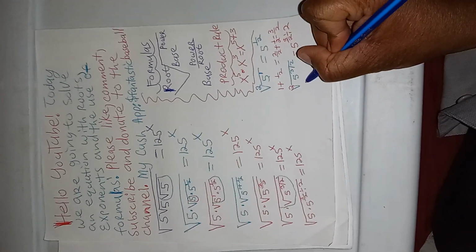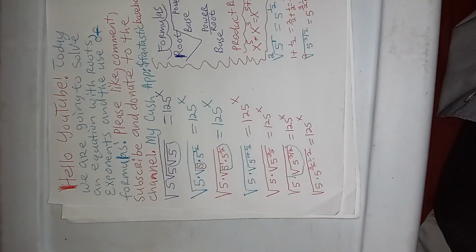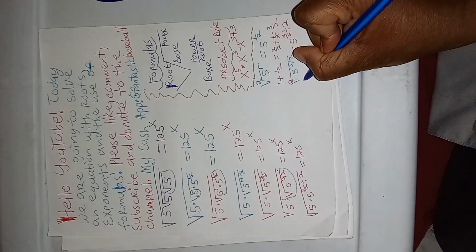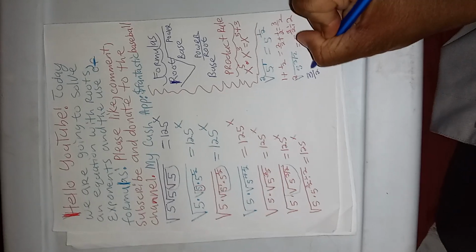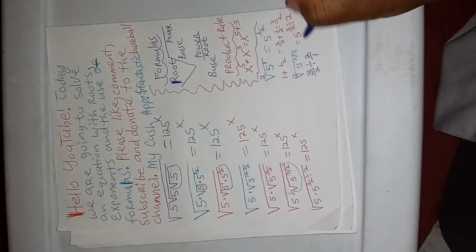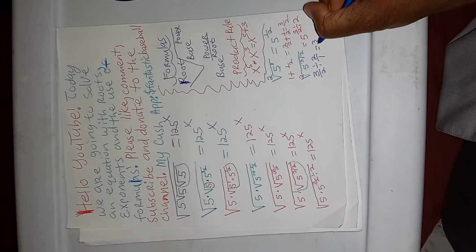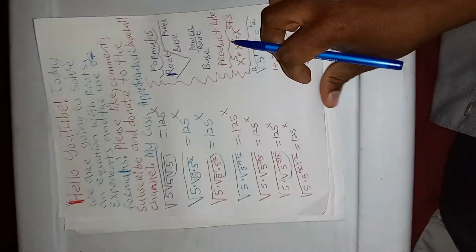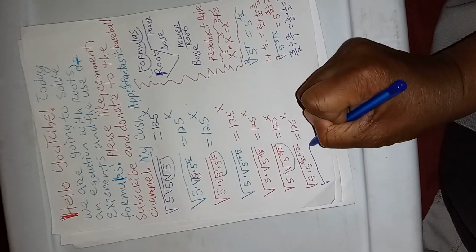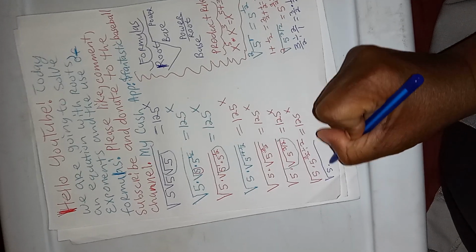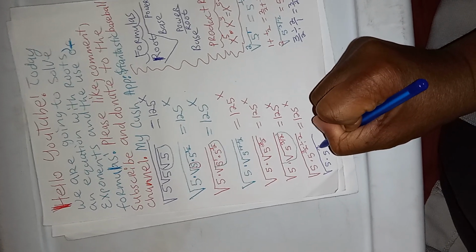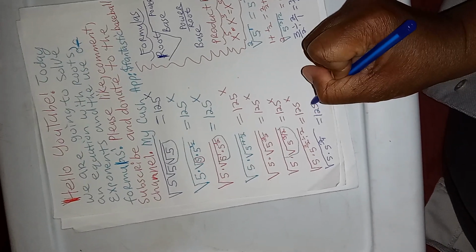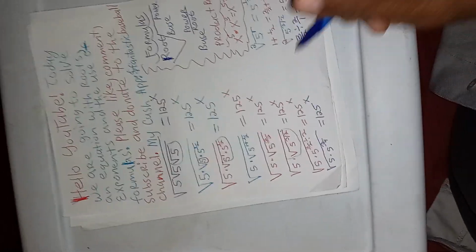So now we're going to look at 3/2 divided by 2. Let's simplify that really quickly here. We want to make 2 a fraction, and then we multiply by the reciprocal. So 3/2 times 1/2 is equal to 3/4. So it's going to be the square root of 5 times 5 to the 3/4 power is equal to 125 to the power of x.